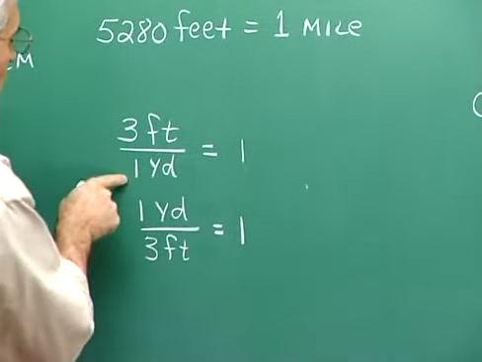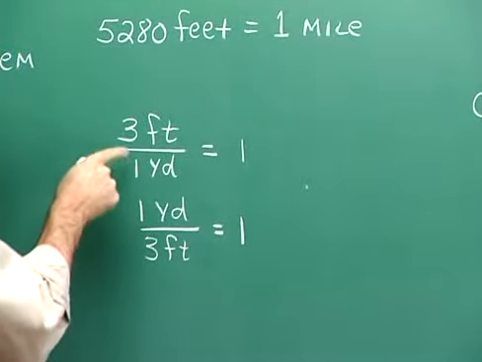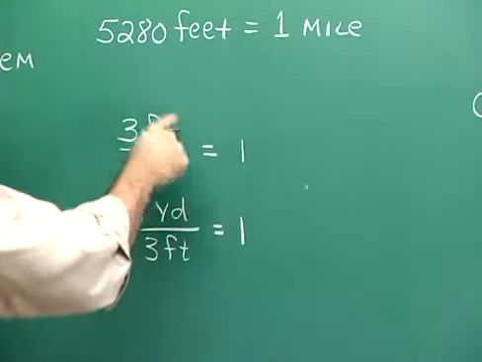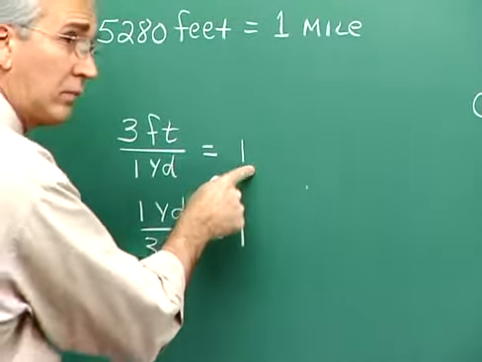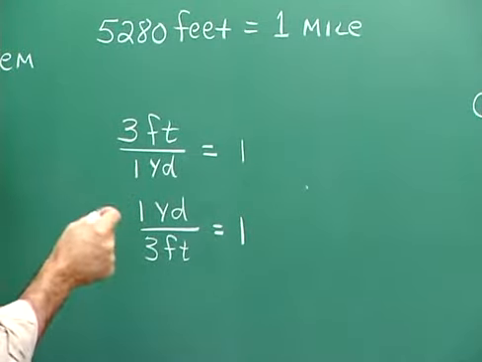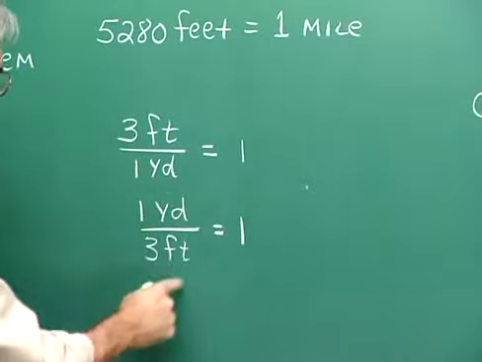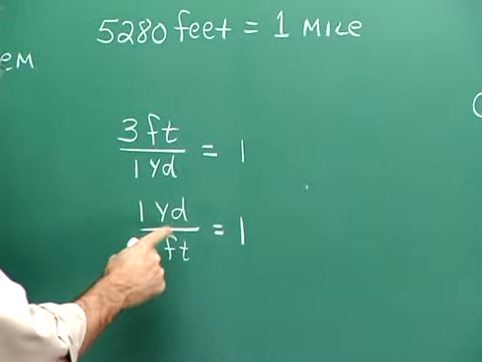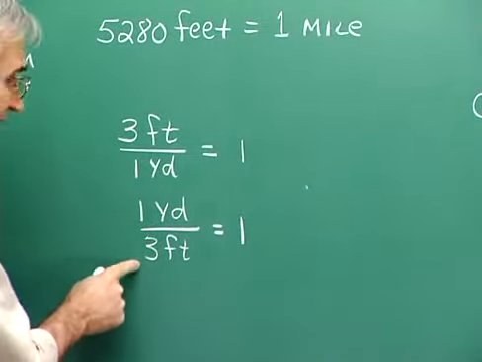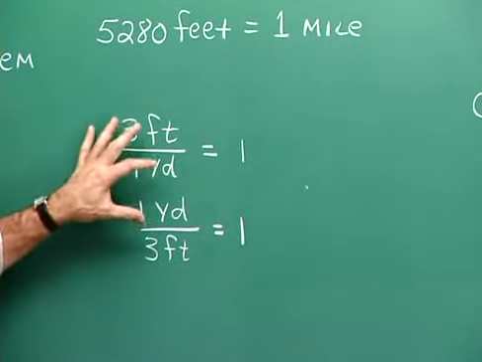You know 3 feet is 1 yard. So if I put 3 feet over 1 yard, we know that that's just 1. So in multiplying by a fraction like this, we're just multiplying by 1. But this is a handy fraction to use when converting from yards to feet. And here's a handy one to use when converting from feet to yards. It's 1 yard is 3 feet. And once again, 1 yard is 3 feet, so this fraction is equal to 1. Now let me show you how these are used.